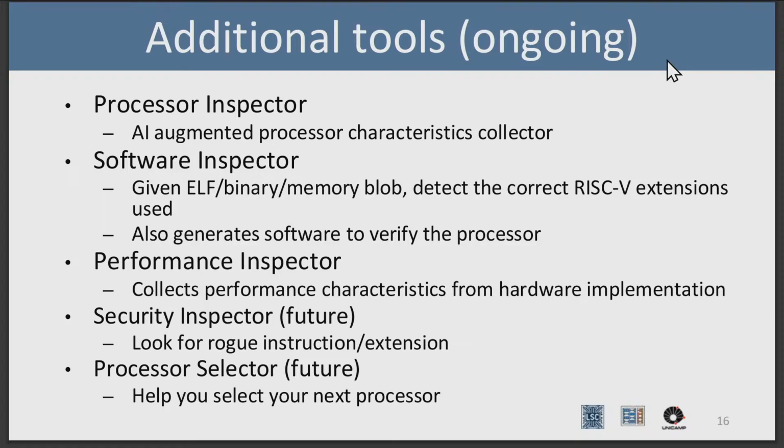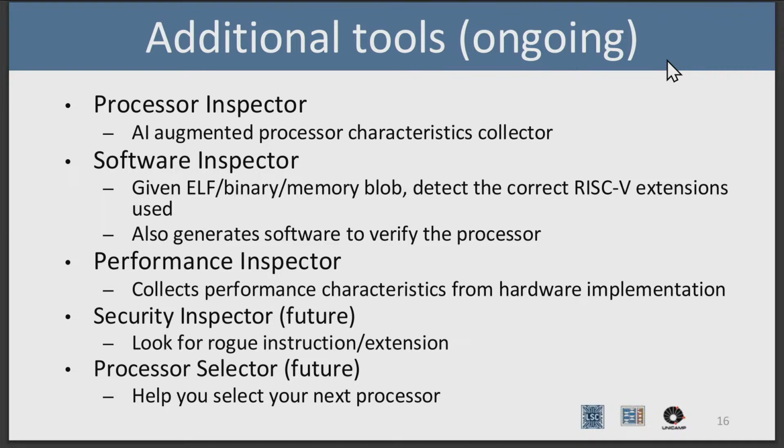Additional tools that are working at this moment: we have the processor inspector. It's an AI-augmented processor characteristic collector. So what do you know about this processor? How much information can we get from this processor? We try to use AI to collect this. Also, some of the processors have configuration flags at the beginning that we need to extract, and we try to collect these.